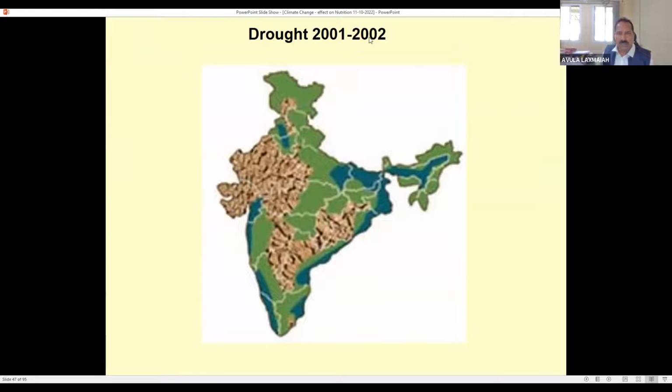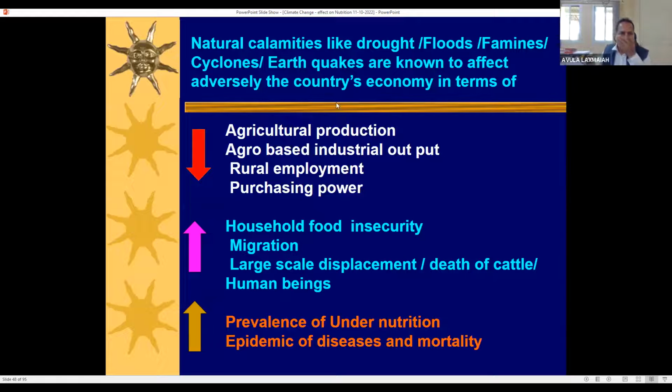Here, in the droughts of 2001, 2003, 2009, 10, 11, we experienced very severe drought in all these years. With natural calamities like floods, famines, cyclones, earthquakes, the basic result is a reduction of agricultural production and agro-based industrial output. Rural employment is reduced, purchasing power is reduced, and household food insecurity and labor migration follow, because there is no opportunity for labor in the drought areas, especially in routine drought areas like Rajasthan, Gujarat and some other areas. Large-scale displacement and death of cattle and human beings also occur, and the prevalence of undernutrition, epidemic disease and mortality increases, and then the agriculture area decreases.